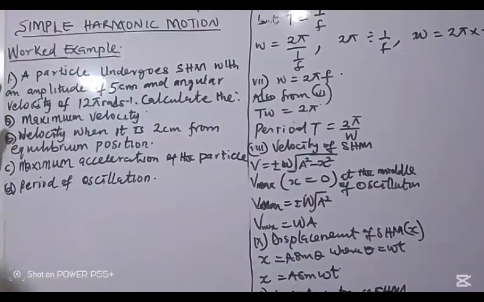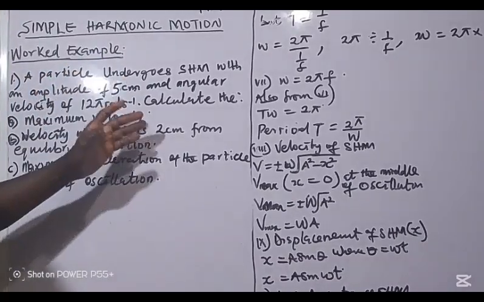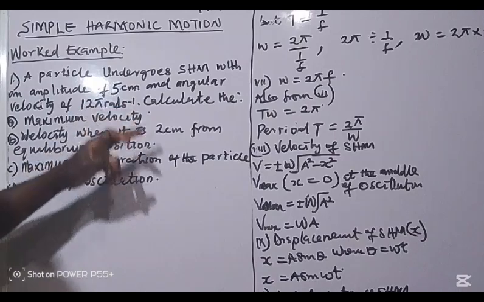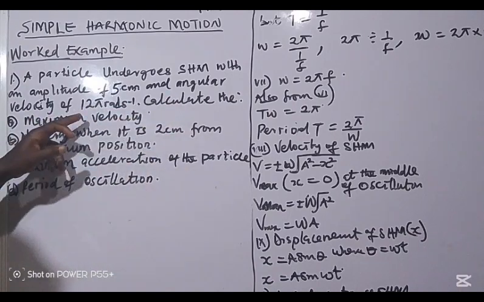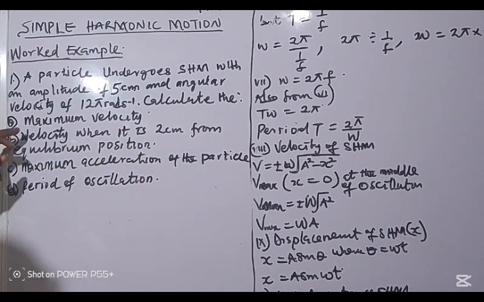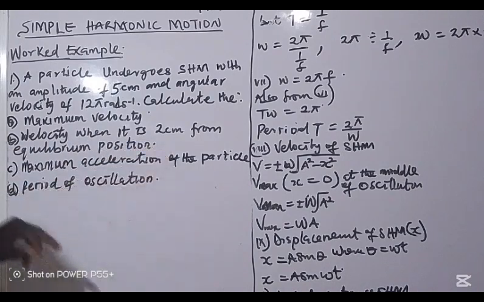Now, let's take this one as example 1. A particle undergoes simple harmonic motion with an amplitude of 5 centimeters and angular velocity of 12 pi rad per second. Calculate A, maximum velocity. B, velocity when it is 2 centimeters from equilibrium position. C, maximum acceleration of the particle. D, period of oscillation. Now, let's solve this one.